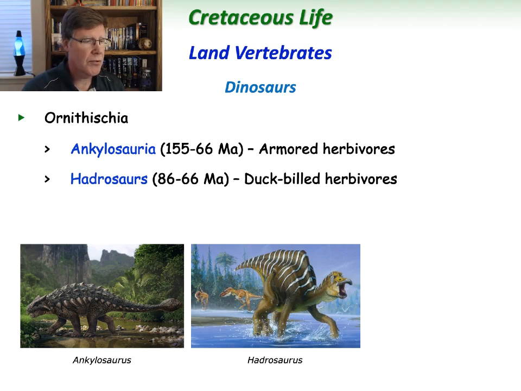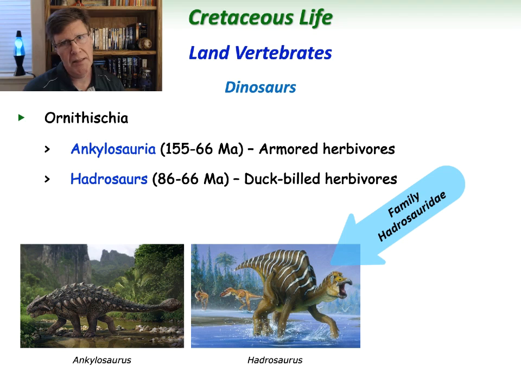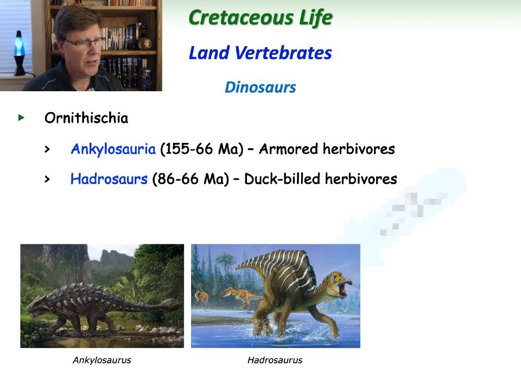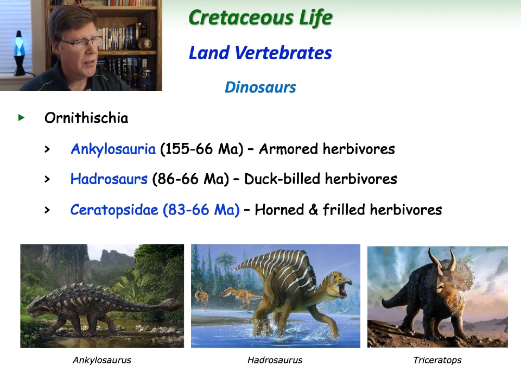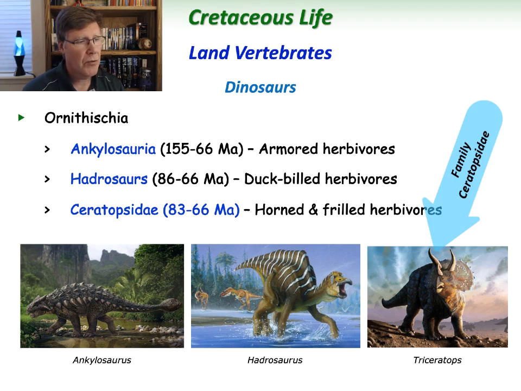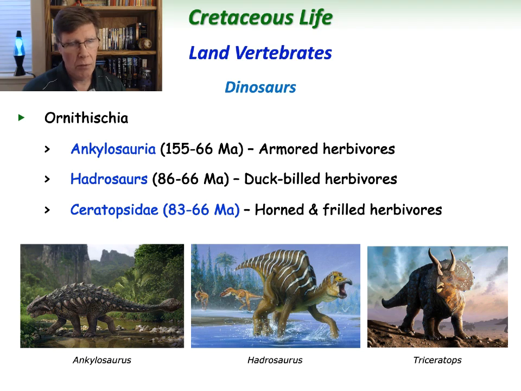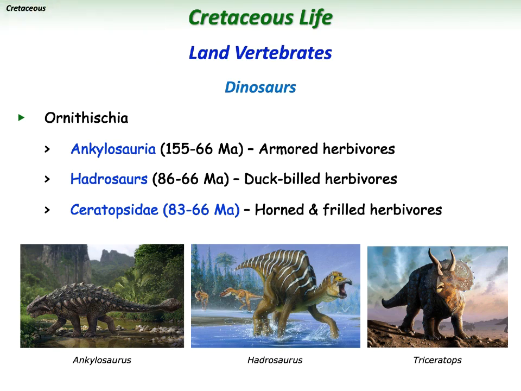The hadrosaurs, the duck-billed dinosaurs, the cows of the Cretaceous. These are really abundant in the later part of the Cretaceous, and they occupied all different environments, and we see their fossils in many places. There's ceratopsians. These would also be in abundance throughout much of the Cretaceous, especially the latter part, and these were the horned and frilled herbivores like Triceratops.